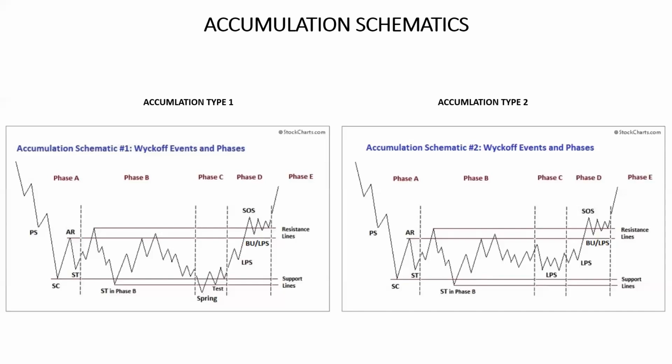All of these are clues about the intention of what we call the composite operator to take the stock up and out, because in the accumulation area, they have built up the position that they would like to own for the campaign to higher prices, which usually for a CO is a very substantially large position.